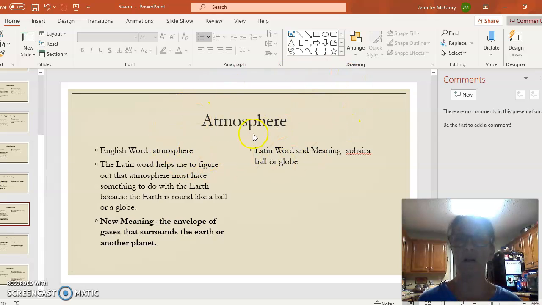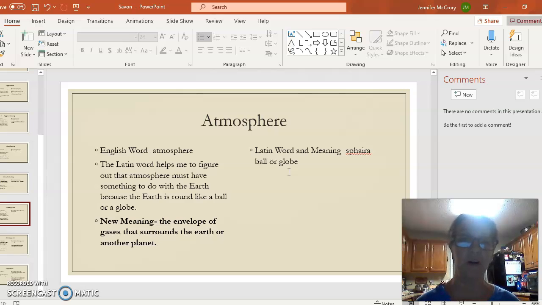Atmosphere. All right, a science word. Woohoo! Atmosphere, our English word right there. All right, so here we look over at our Latin word and meaning, sphera, which is a ball or a globe. I bet you already know where this is going. What do we live on that is ball or globe shaped? Did you say Earth? I knew you were thinking it. I could feel the vibe.